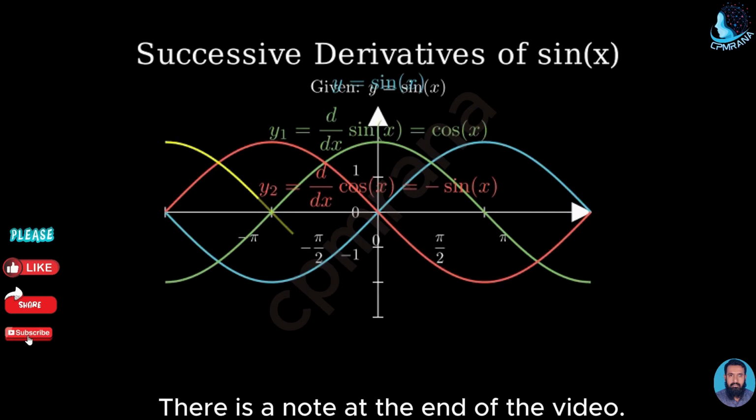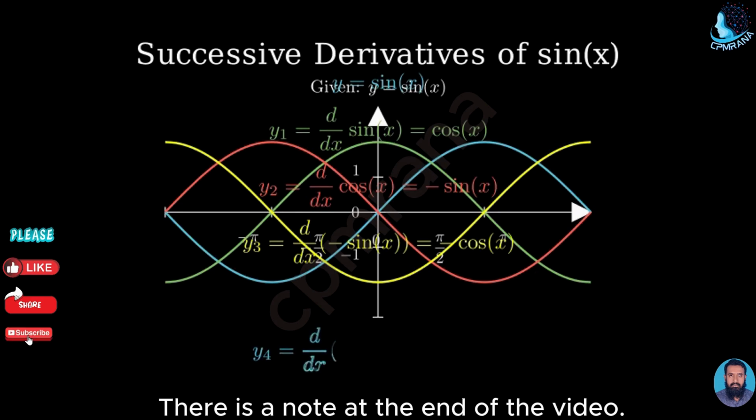For the third derivative, y sub 3 equals dy2 dx, we get negative cosine of x, shown in yellow. And finally, for the fourth derivative, y sub 4 equals d y3 dx, we get sine of x again. Notice how this is the same as our original function.